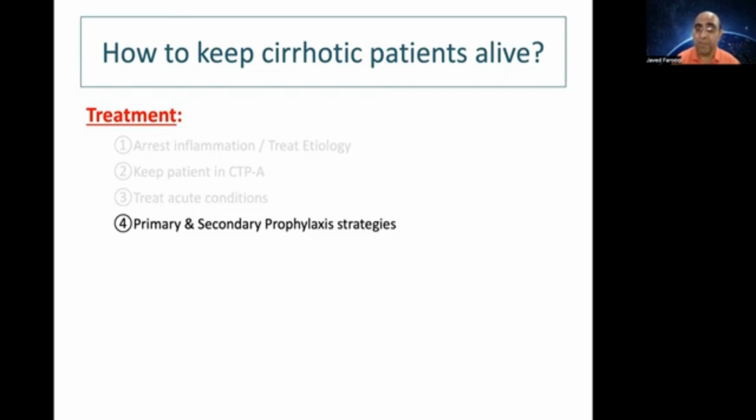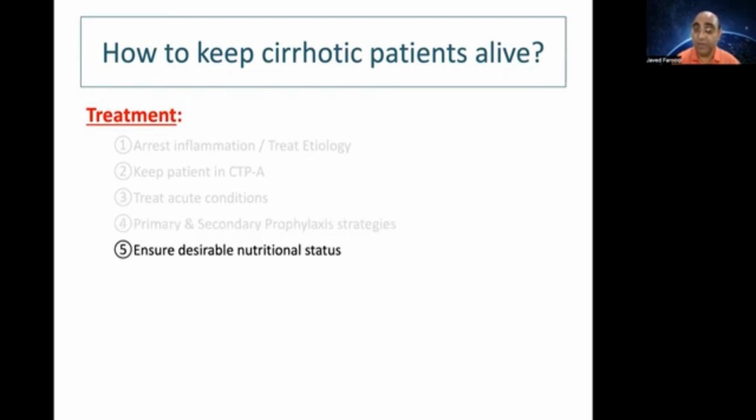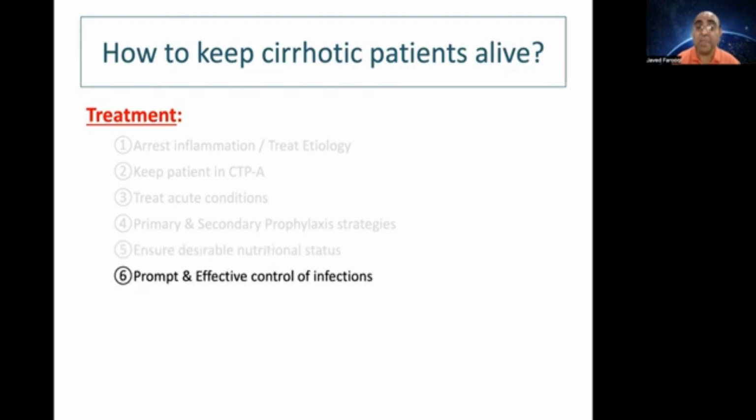and you should be clear to which complications which strategy is available. This is very, very important. Fifth, ensure desirable nutritional status, because as I said, this is the most ignored part of the management of cirrhotic patients, so please give special attention to this. The sixth one is prompt and effective control of infections. Your threshold for diagnosing infection should be very, very low. If you suspect, treat that patient with good, standard antibiotics, because they have very low immunity and the infections really become out of control very soon.